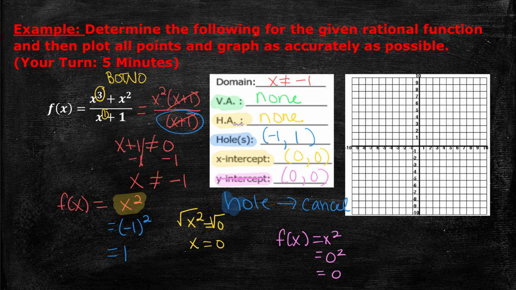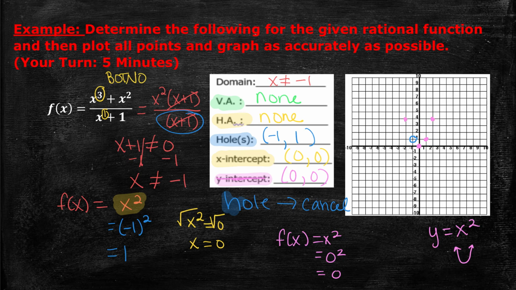So let's go ahead and graph this. Now, we're going to have a hole at negative 1, 1. So that's going to be right here. And we have an x-intercept and a y-intercept at 0, 0. Now, if we were to just graph that function, y equals x squared, that would be a quadratic, right? And so let's kind of remember what this quadratic looks like. It's going to have a point here. It's also going to have a point at 2, 4, and one at negative 2, 4.